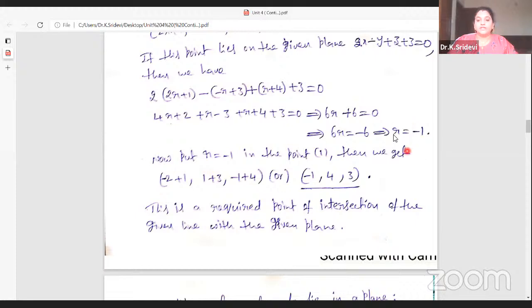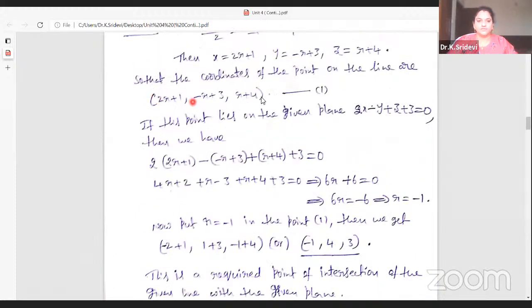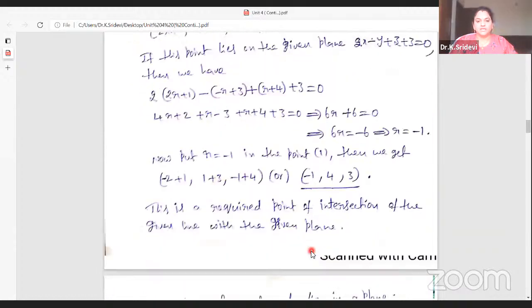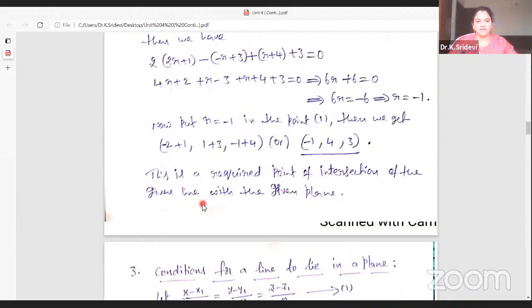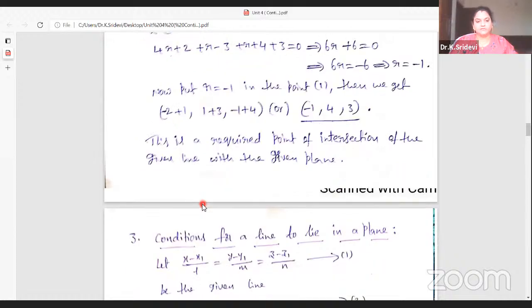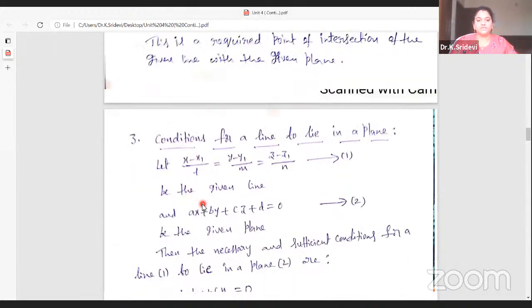Now, if we take the r value in the point, then we get the required point of intersection of the given line with the given plane. What is the r value? Minus 1. Take minus 1 in this one: 2 into minus 1, minus 2 plus 1, and minus of minus 1 plus 1 plus 3, and minus 1 plus 4. So minus 2 plus 1 is minus 1, 1 plus 3 is 4, minus 1 plus 4 is 3. Minus 1, 4, 3 is the point of intersection of the given line with the given plane. This is how to find the point of intersection of the given line with the given plane.